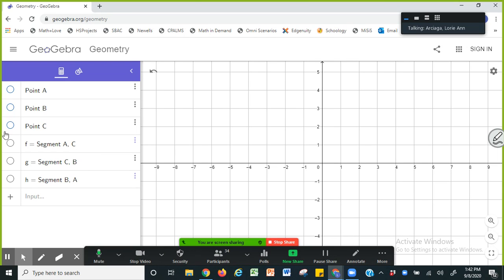Okay, so if you're ready, I'm going to enter a new point for our next example. 1, 3 for D. Did I go too fast? Should I pause?